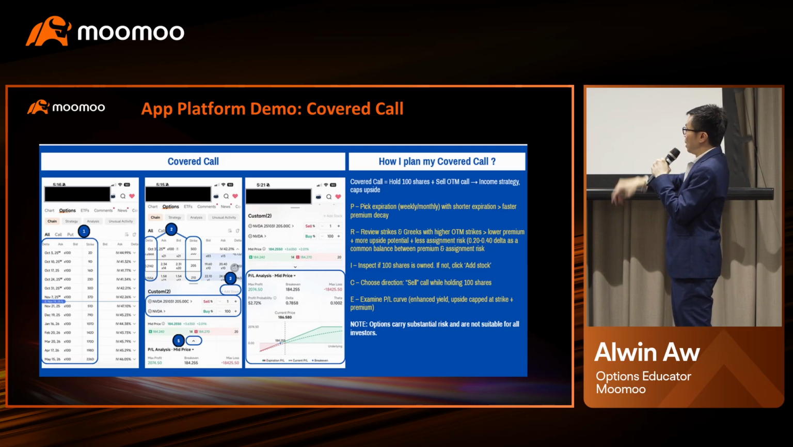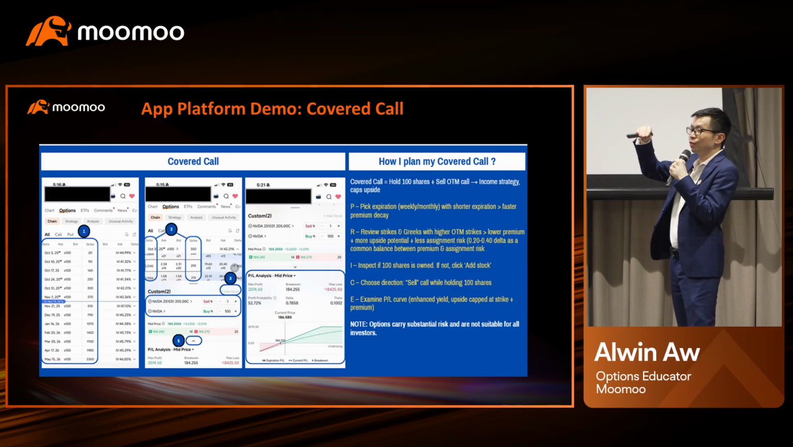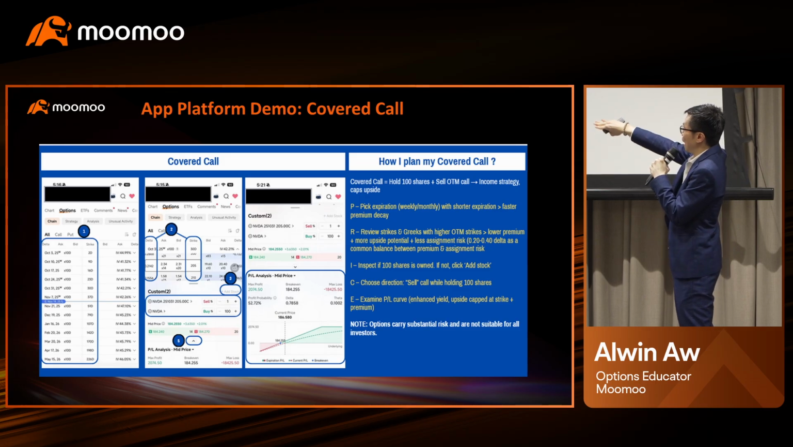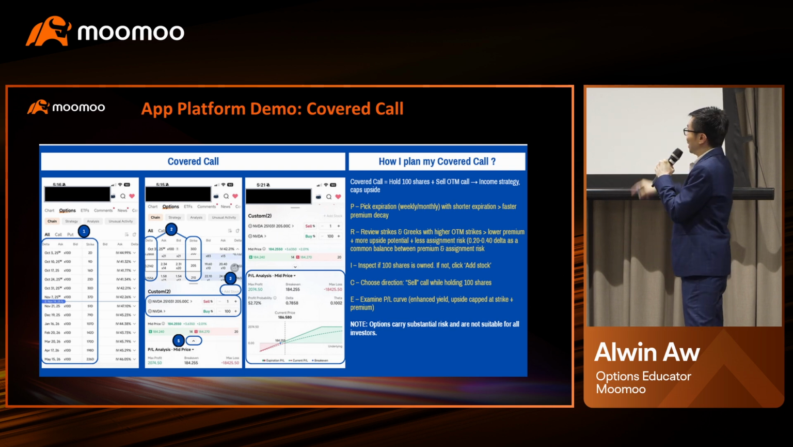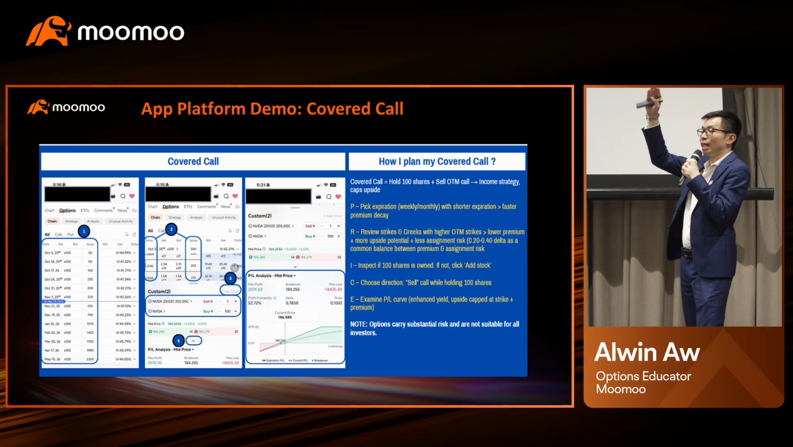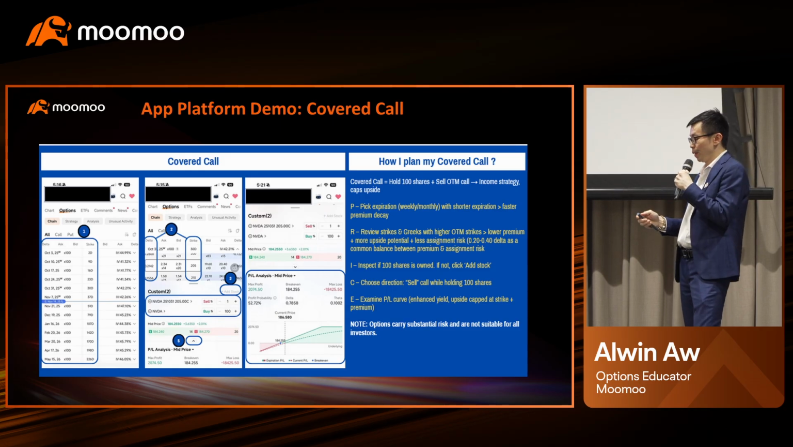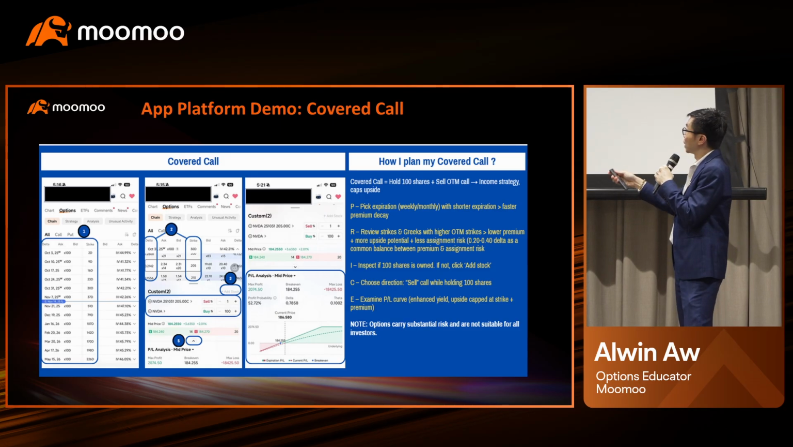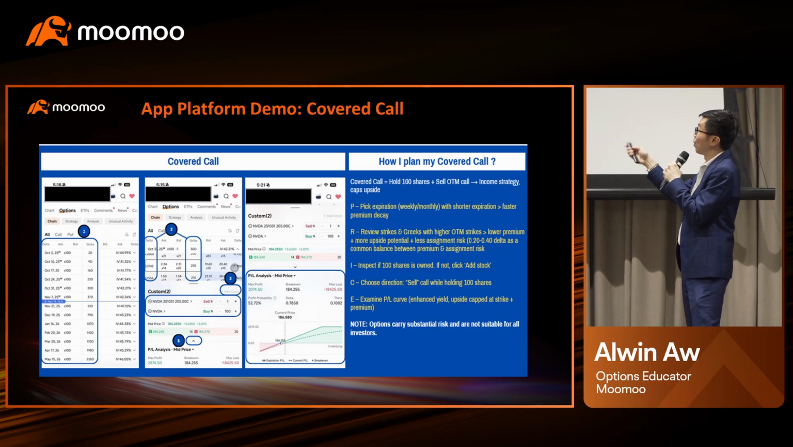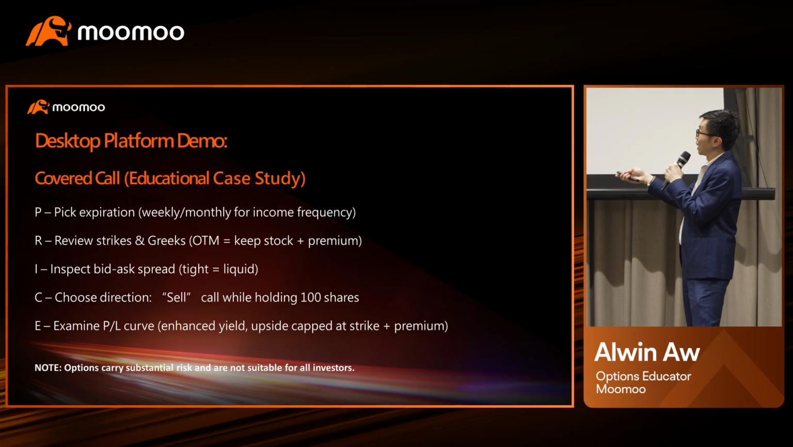Then the last one, you examine the P&L. The P&L is an enhanced yield curve. You can see it goes up to 186.5. This is why you have a capped upside limit when you do a covered call. After you look at the whole thing, you can execute. This is the workflow for the app. Then we look at the desktop.